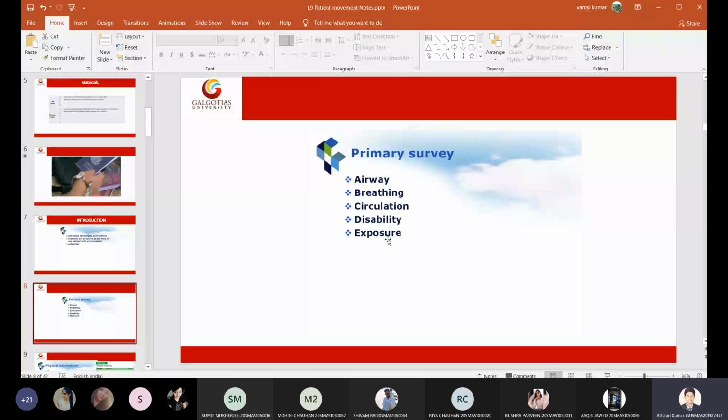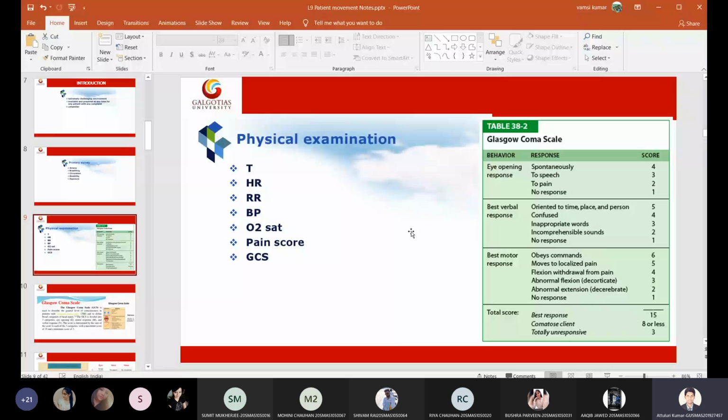So this is the primary survey we need to do. After doing the primary examination, we will go with these following parameters. So vital parameters: temperature, heart rate of the patient, respiratory rate, blood pressure, oxygen saturation in the blood. This will be done especially in the emergency ward in the hospital.